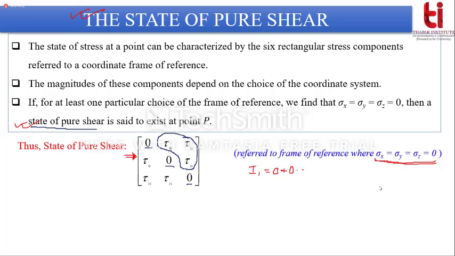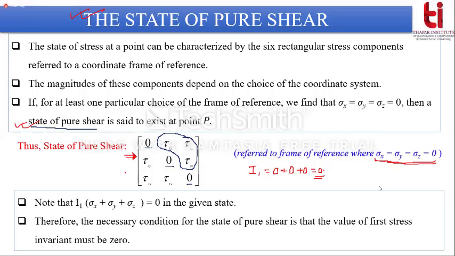0 plus 0 plus 0 is equal to 0. Okay, so that means a state of pure shear, please see this very carefully, a state of plane shear exists when the stress invariant is 0. When the first stress invariant is 0, not all of them. So you can note that I1 is equal to 0 in the given state, I1 which is equal to sigma x plus sigma y plus sigma z. Therefore, the necessary condition for the state of pure shear is that the value of first stress invariant is 0.